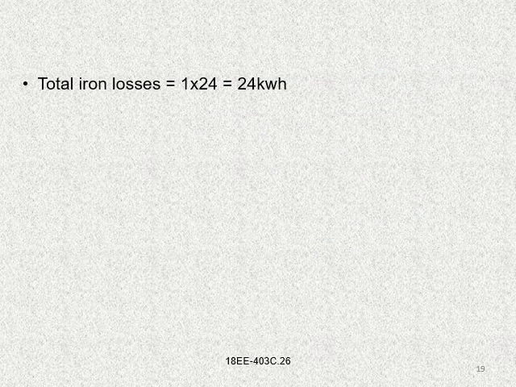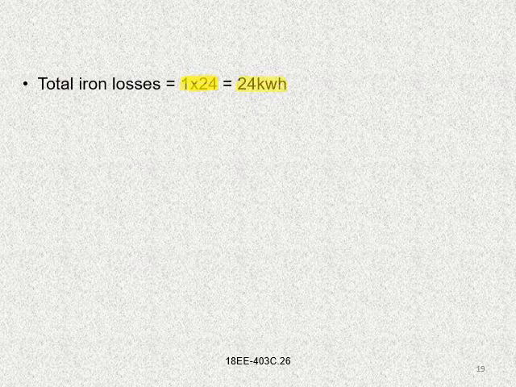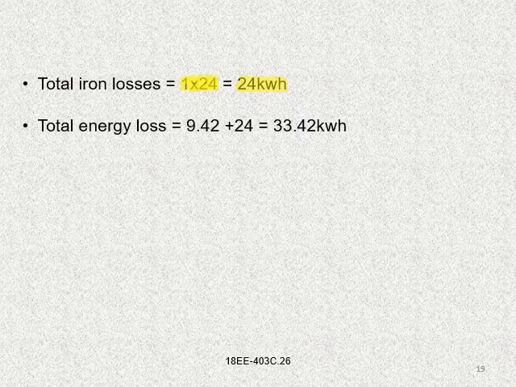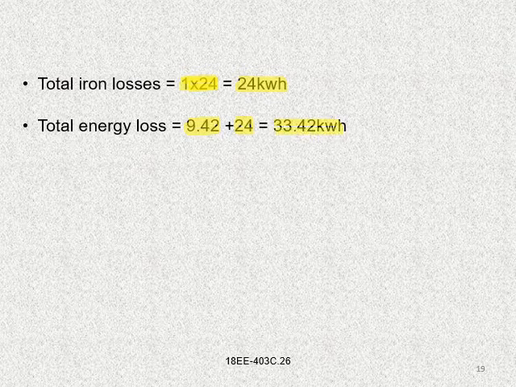The total iron loss is simply the iron loss in kW multiplied by the time, 24. So 1 into 24 gets 24 kWh. The total energy loss is equal to the copper loss plus the iron loss, in a total of 33.42 kilowatt hours.